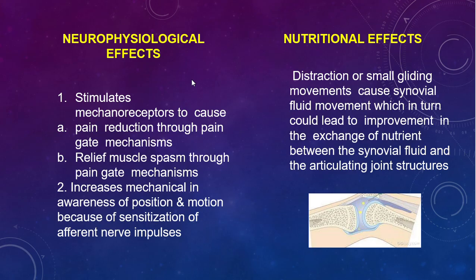Then we come to nutritional effects. Particularly in synovial joints, peripheral joints, and facet joints in the body, they get most of their nutrients from the synovial fluid. But this nutrient does not just easily leave the fluid and go into the bone. It takes place by the process of diffusion. So the more movement we apply in the joint, the more easily diffusion will take place, which will lead to the movement of the nutrient from the fluid into the bone.